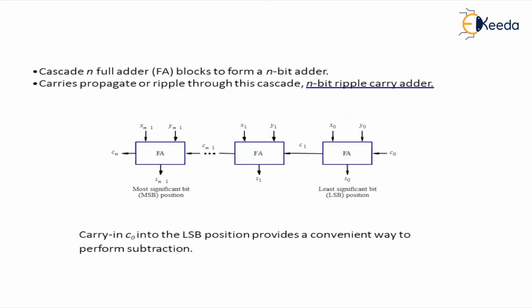The carry propagates through this cascade and it will perform the operation, which has been called pipelining of operation, and the carry will move from the least significant bit to the most significant bit. Now carry in c0 at the least significant position provides a convenient way to perform the subtraction.